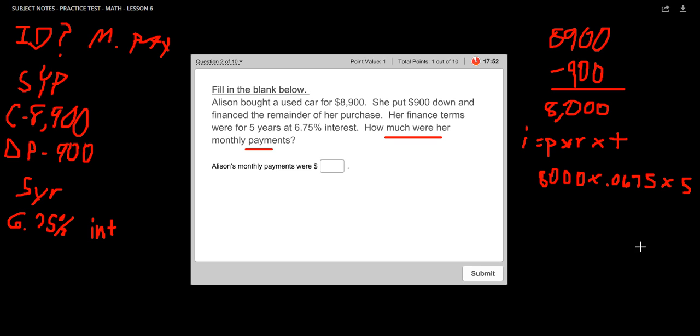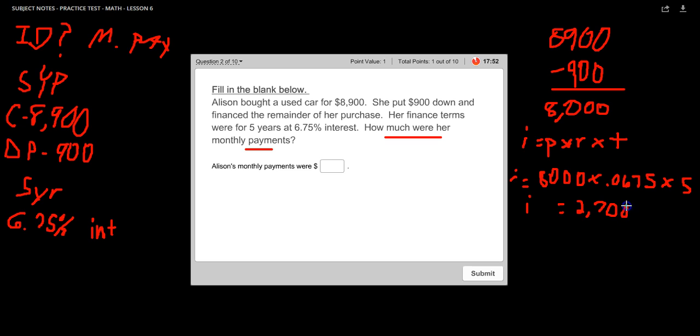Okay, so I'm just going to put my calculator out here, and that's 8,000 times 0.0675 times 5, and you get 2,700. Now remember, that's interest. So the interest is 2,700.